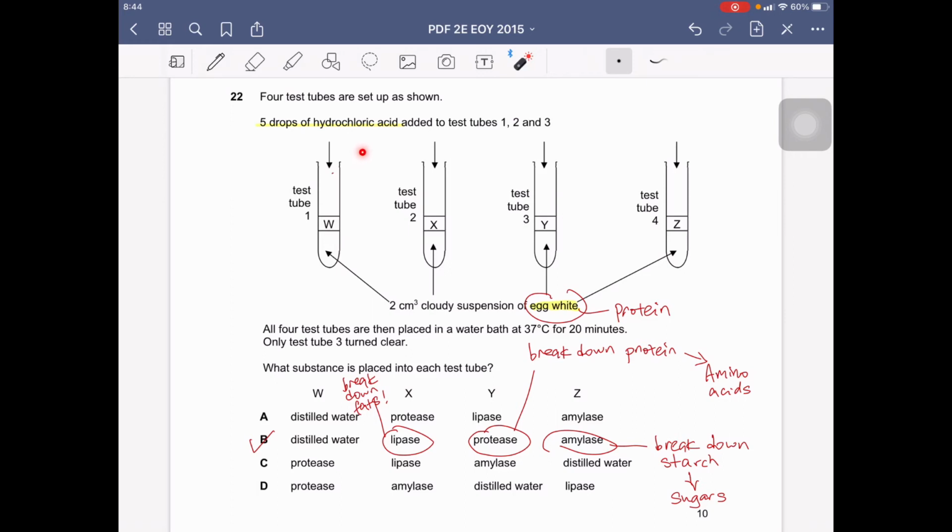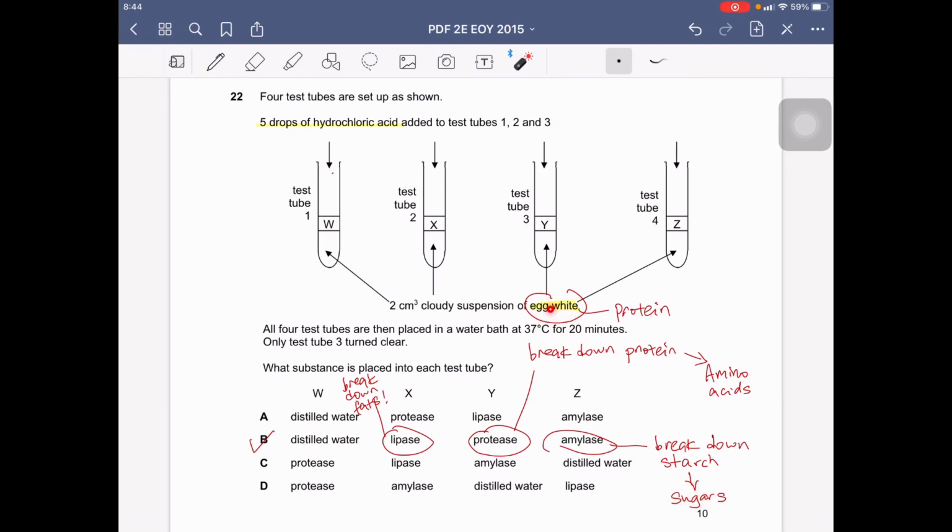And of course, we have different enzymes being released in the body, and different enzymes help to break down different types of food. So lipase is to break down the fats, protease is to break down protein into amino acids, and amylase is to break down starch, like your potato, into sugars so that you can use them for energy, all right? You derive energy from them.